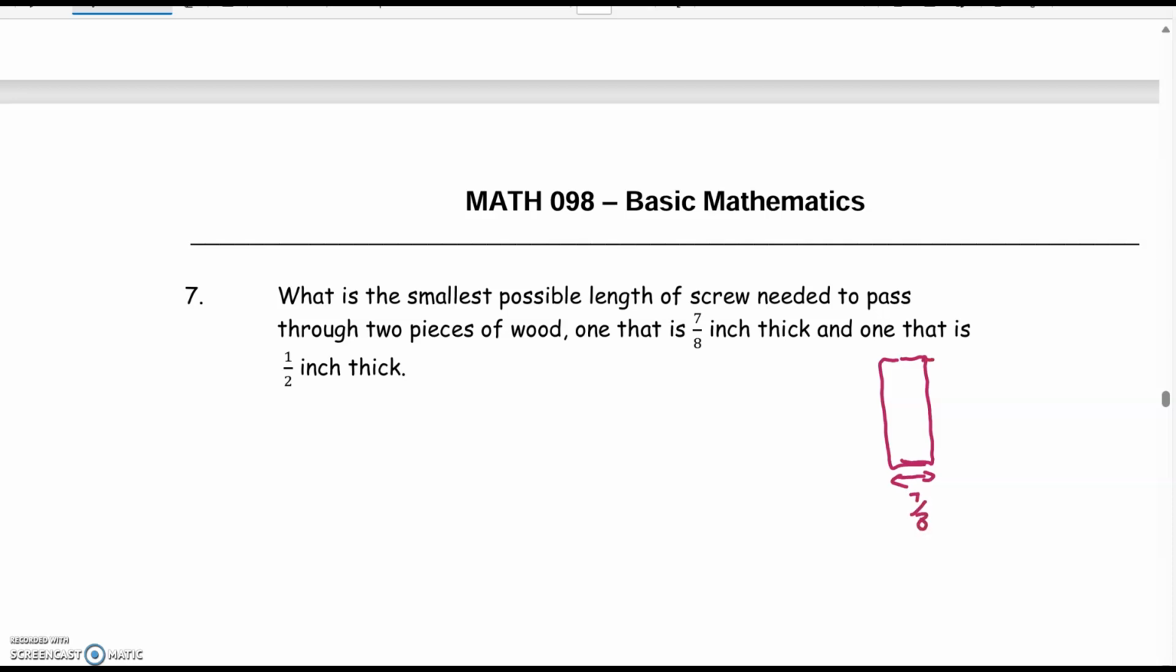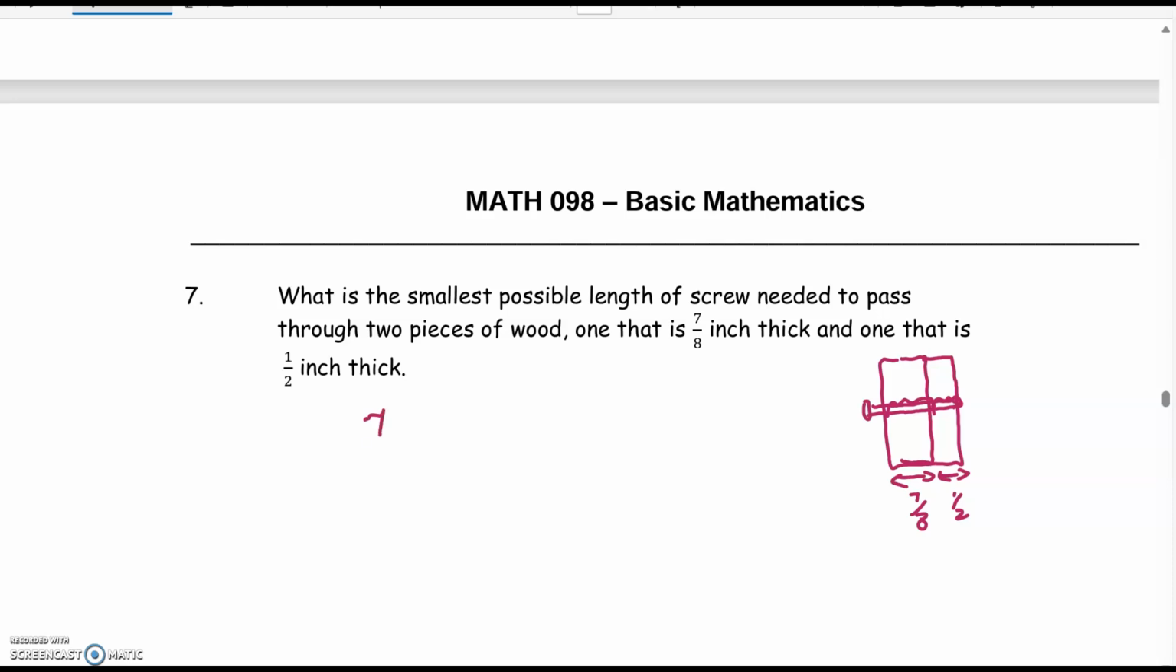And we're going to combine it with a 1/2 inch thick piece of wood, but we need to put the screw through these two pieces of wood. So what's the minimum length? So it would be 7/8 plus 1/2. That would be the total length of the screw, the minimum that we need if the screw has to go through these two pieces of wood.